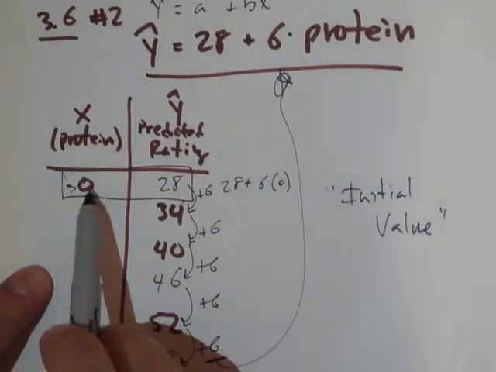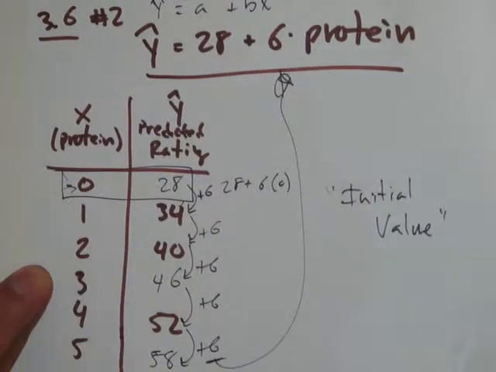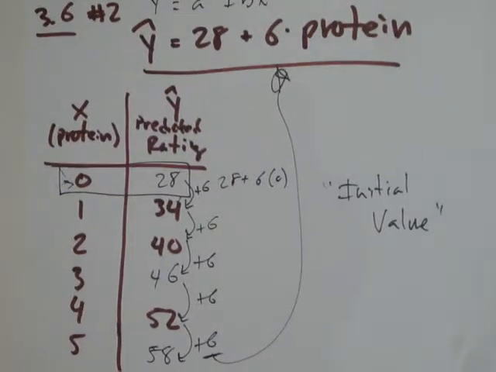So that would be if we had a cereal with 0 grams of protein. And that makes sense. It makes sense for us to have a cereal that would have 0 grams of protein in it. But it doesn't always make sense. Let's take a look at another situation where things may not make all that much sense.